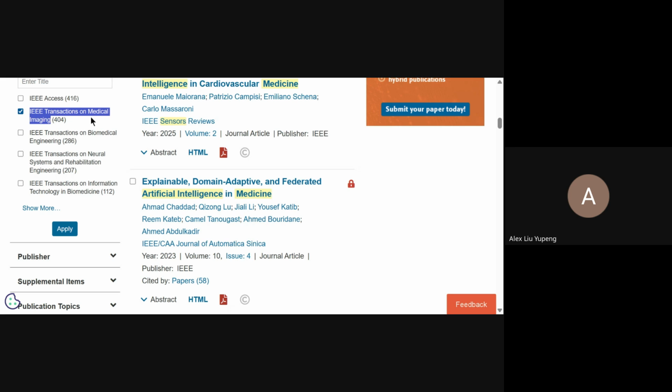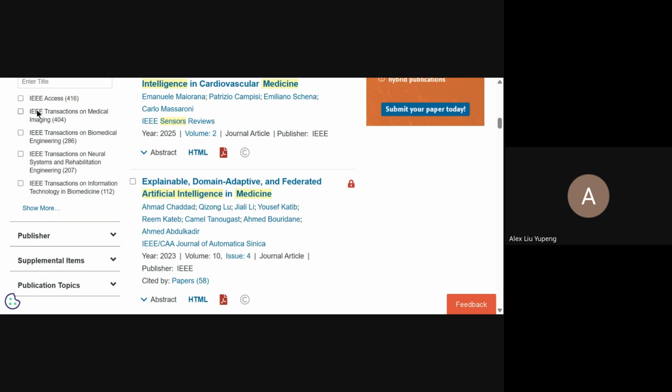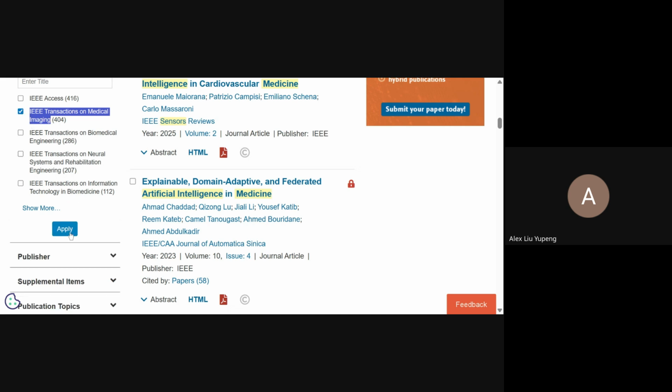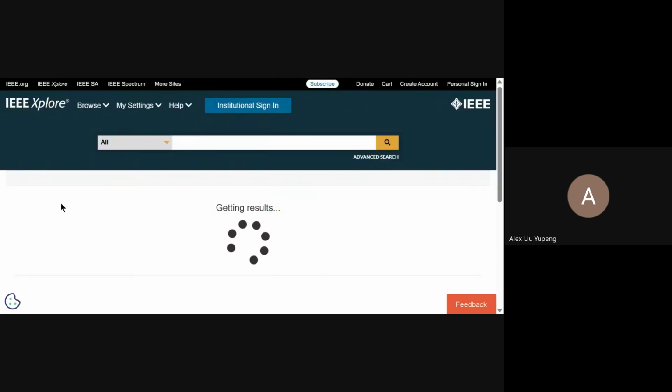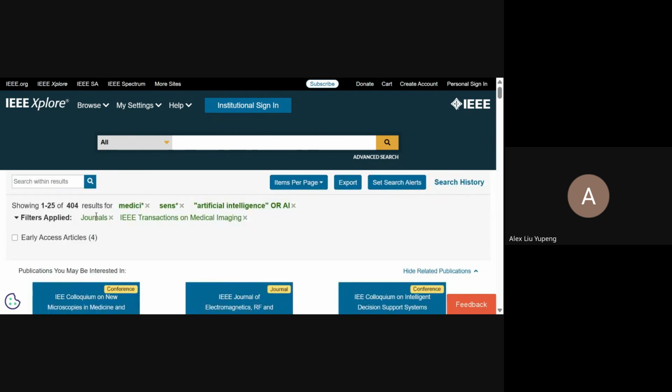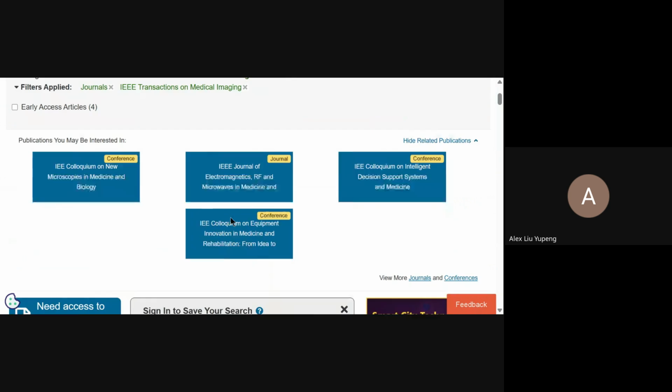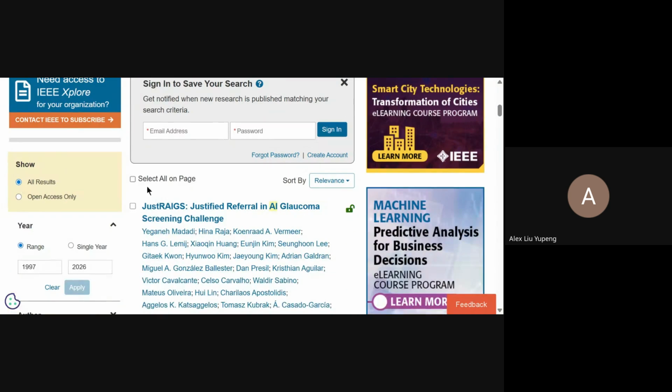So you think, oh, this one is only talking about medical imaging. I'm not going to read this journal. No, that is very, very wrong, because the journal itself covers a much wider range that's related to medical sciences engineering itself. So what you should do is click on apply. Now you're limiting it to about 400 papers published in this journal, right? Then you don't need to read all 400 of them.